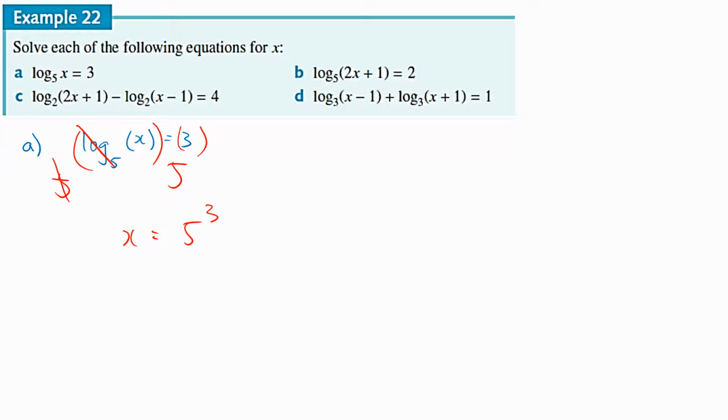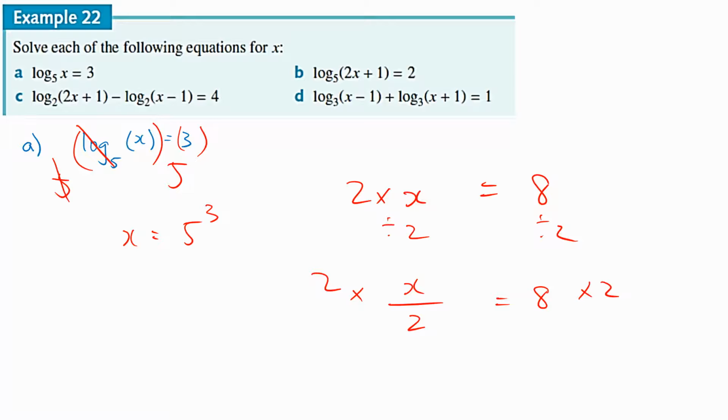Okay, but that's what I'm saying. It's just the same algebra. It's like saying if you had x times 2 equals 8. What you would have done is you would have said divide 2, divide 2. It's like saying if I said x divide 2 equals 8, what you would have done is you said times 2, times 2. There's no difference.